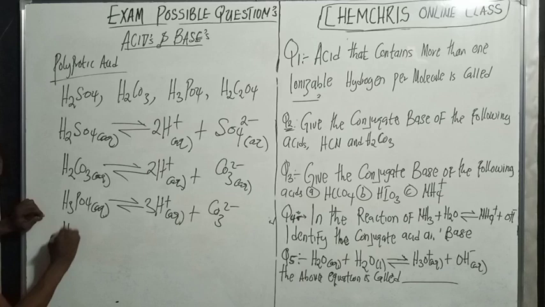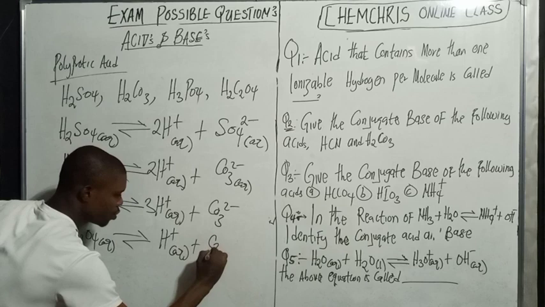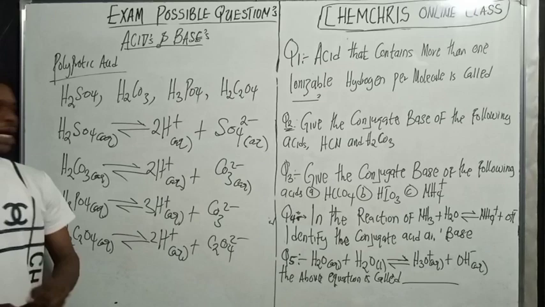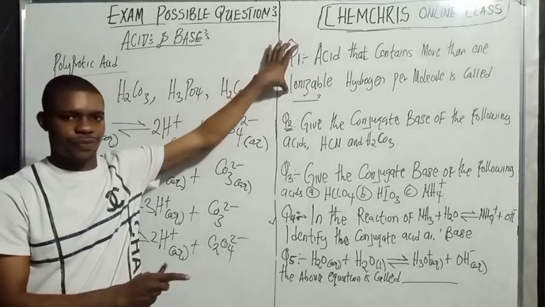H2C2O4. Here we have what? H+ aqueous plus what? C2O4 2-, right? So you put this here. So now they may ask you to write their ionic equation. So that is why I'm going to the length to show you this one here. So that is for the first question.